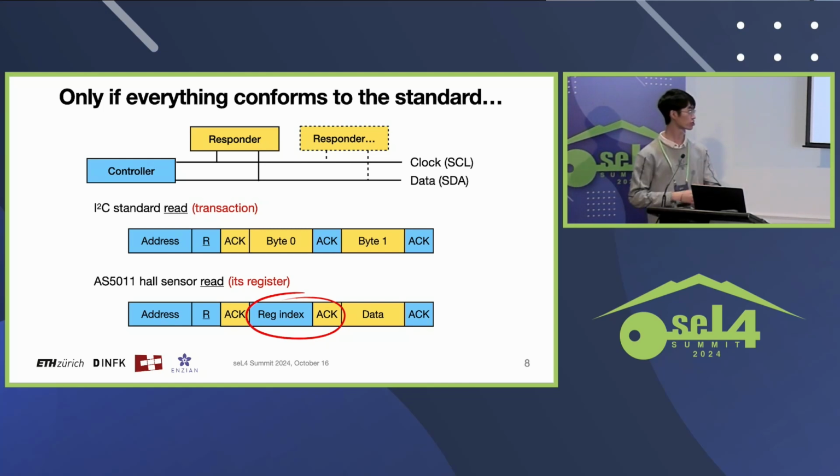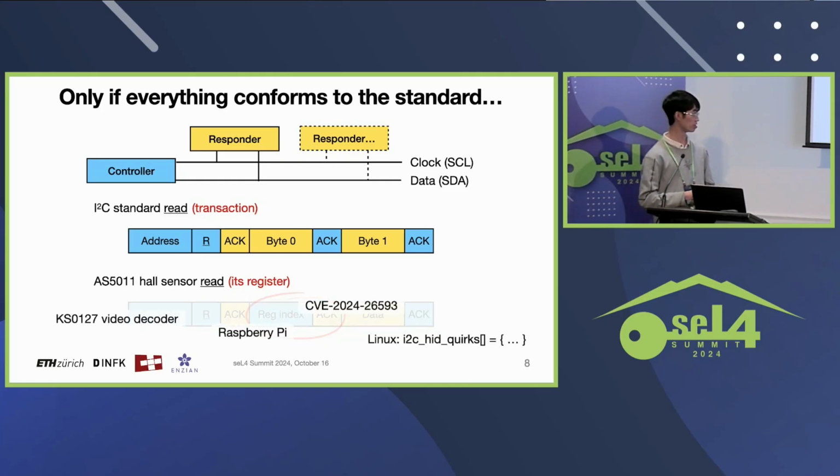And here we are only showing one example. In practice, there are other devices like this, such as the KS0127 video encoder, that have quirks. The I2C controller on your Raspberry Pi also has quirks. There are CVE records assigned to I2C issues. And in the Linux source code, there's an array that records non-I2C quirks.